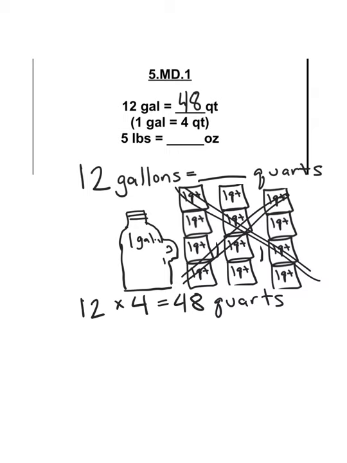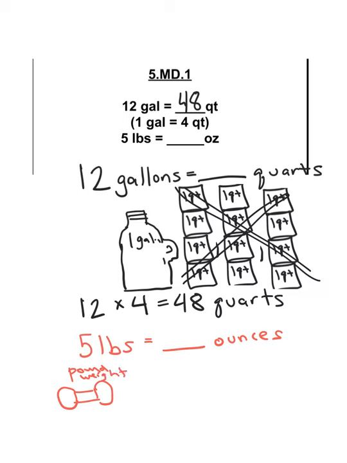Okay, now we're going to convert 5 pounds to some number of ounces. Now, think of a pound as being like something kind of heavy that you would pick up and move around at the gym for exercise. This is supposed to be a pound weight. And ounces are smaller than pounds. An ounce is like what you weigh babies in. They're little itty bitty.